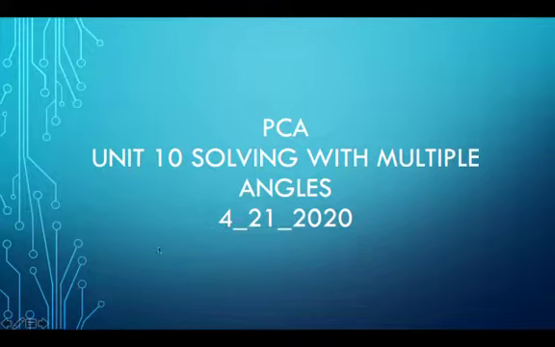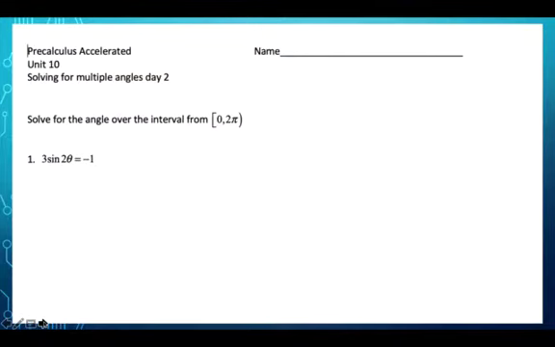Okay, so today we want to look at some more examples and maybe even give you some b values that are not integer values, but are fractions. So let's take a look at our first example. Okay, we're solving over the interval from 0 to 2 pi.